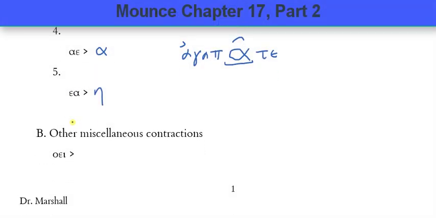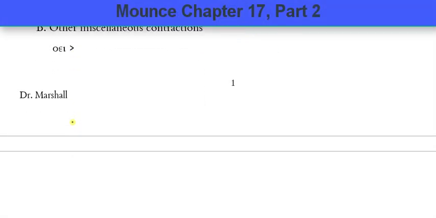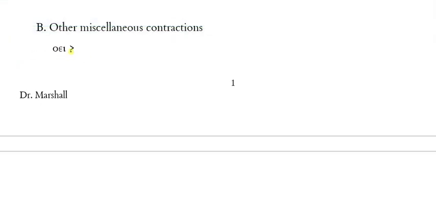Now, there are some other contractions that Mounce is going to mention for us. Sometimes we'll have an omicron meeting an epsilon and an iota. And when that happens, it's going to produce the oi diphthong. Okay, so omicron plus a becomes oi. Oi.